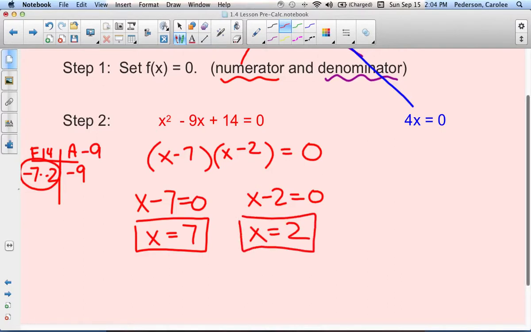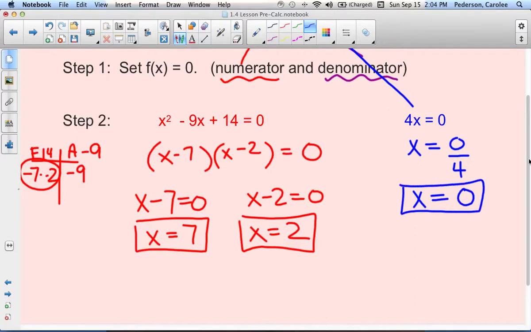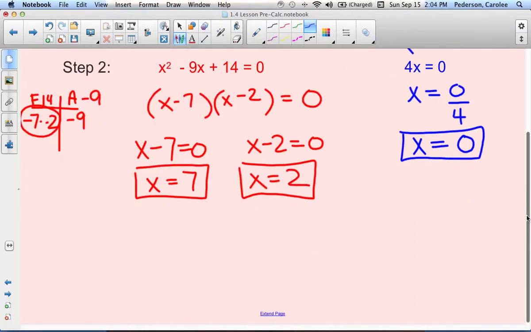Now I'm going to go back over to that denominator, 4x equals 0, and I want to solve that for x. So I'm going to undo the 4. I'm going to divide both sides by 4. 0 divided by 4 is 0. So there is my third zero of the function. These are called the zeros of the function.